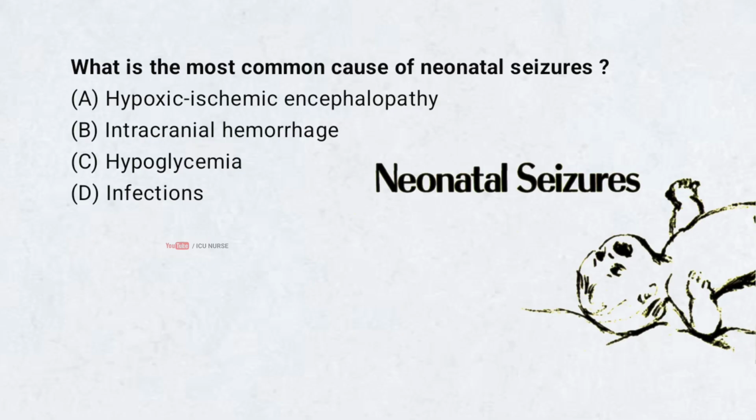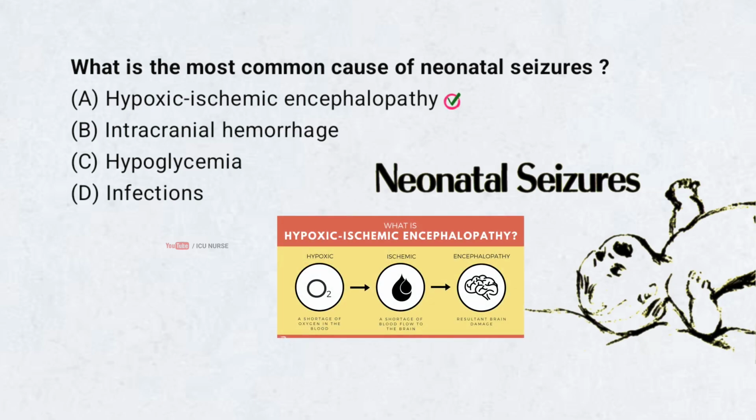What is the most common cause of neonatal seizures? A. Hypoxic ischemic encephalopathy. B. Intracranial hemorrhage. C. Hypoglycemia. D. Infections. Correct answer A. Hypoxic ischemic encephalopathy.